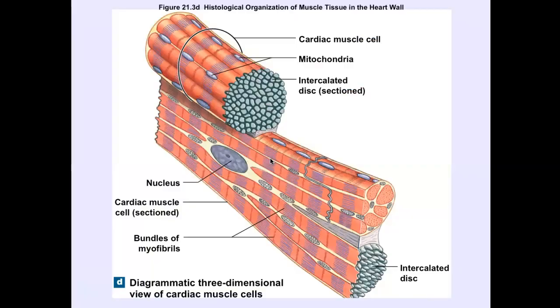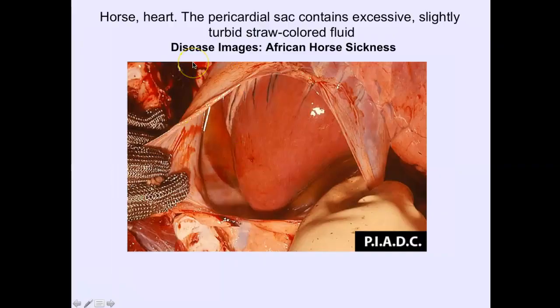so I want to show you, this is a horse heart, and the pericardial sac has been cut open. We can see some fluid inside. In this picture that I grabbed from the internet, it's an infection of the horse's heart, so the fluid is actually a turbid straw color. It actually should be clear.